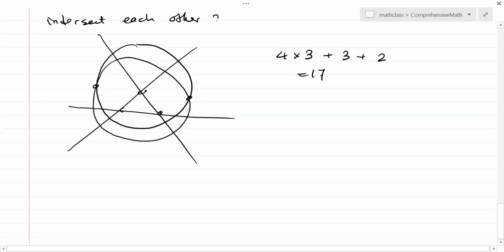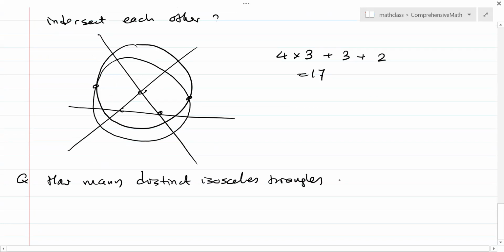My next question is about triangles. This time we have to do the computation, not just drawing. How many distinct isosceles triangles having sides of integral length and the perimeter 113?